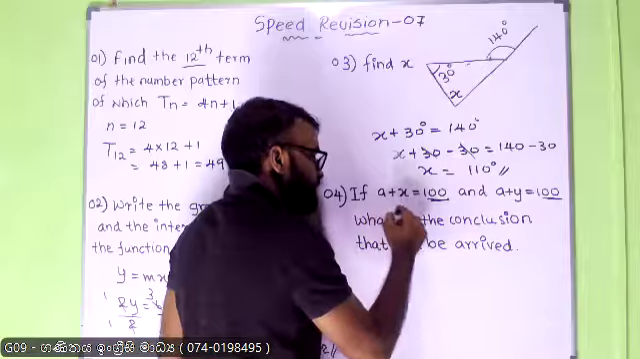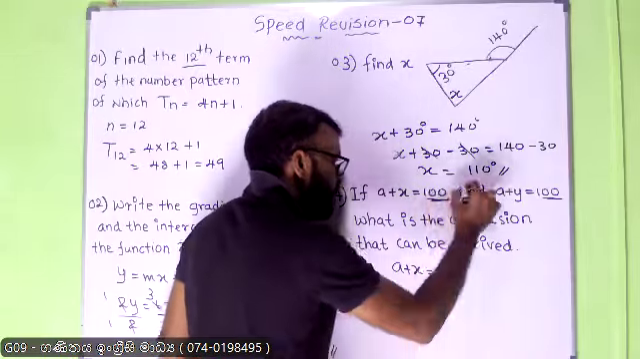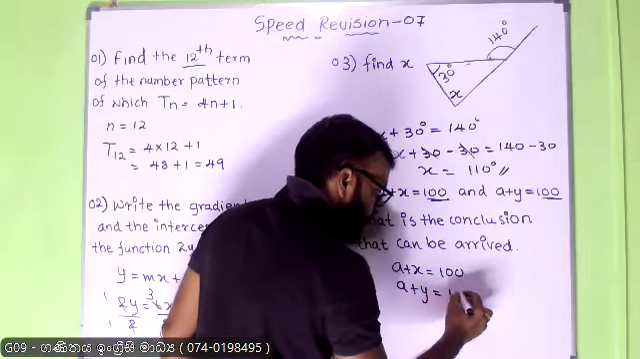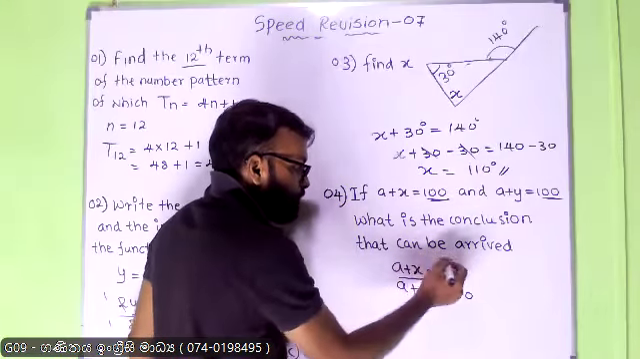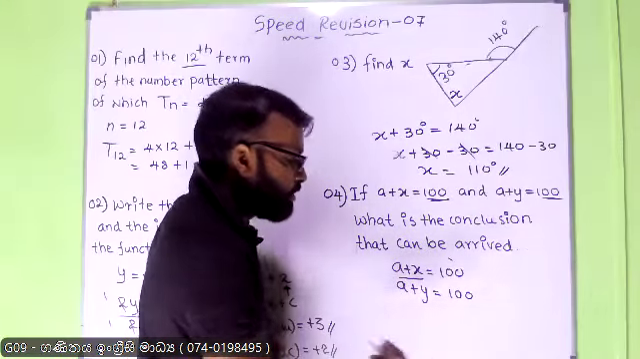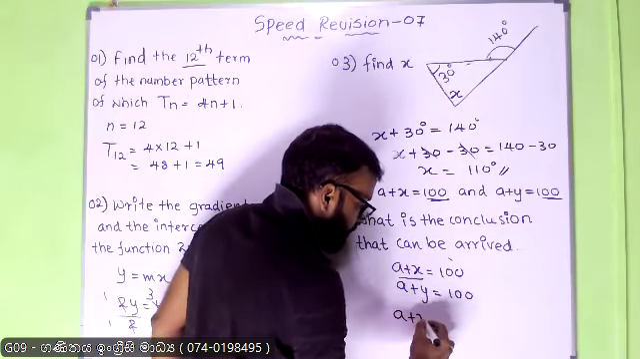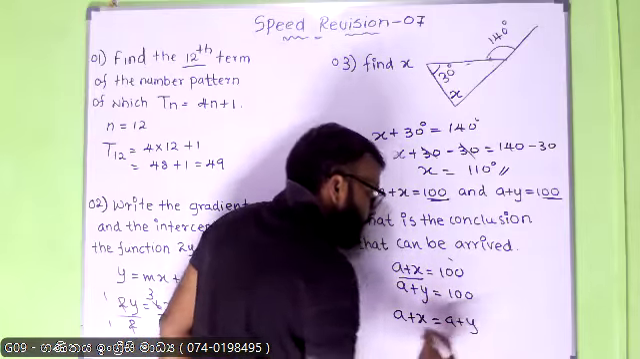So a plus x equals 100, a plus y equals 100. So the same quantity. This thing equals 100, this thing equals 100. So we can say a plus x equals a plus y, because a plus x is also 100, a plus y is also 100.